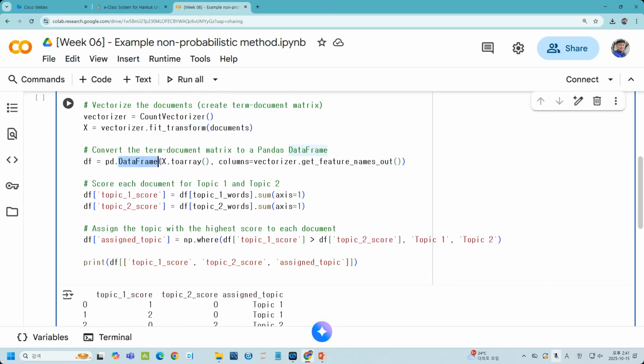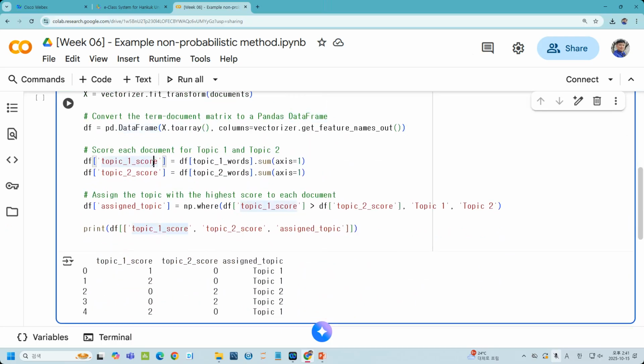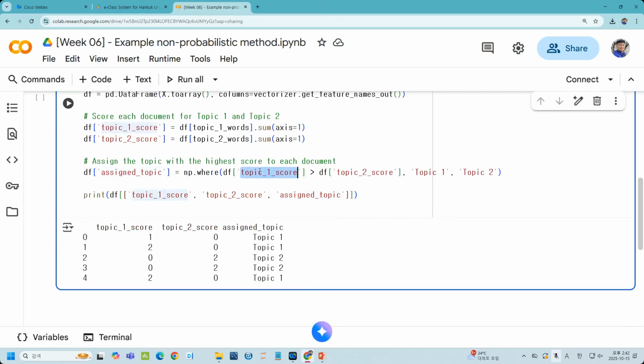And then we put it into the data frame and check how big the frequency of documents related to topic one is, and how big the frequency of documents belonging to topic two is. So we will assign the topic. If topic one is higher than topic two, then assign topic one. Otherwise, assign topic two.